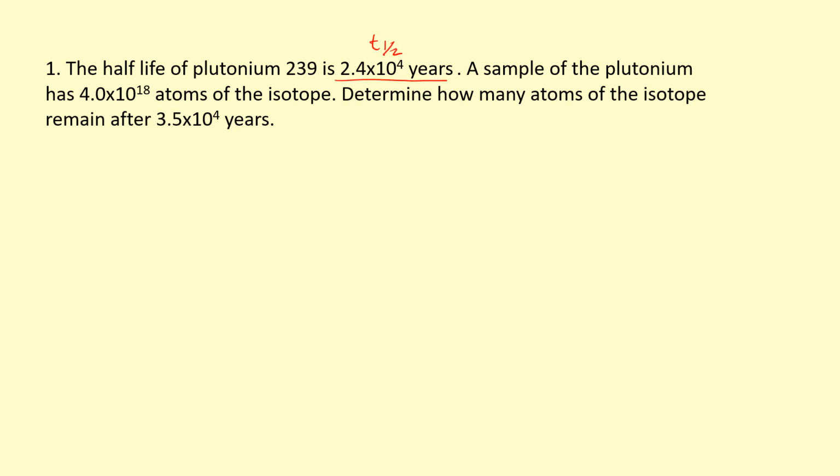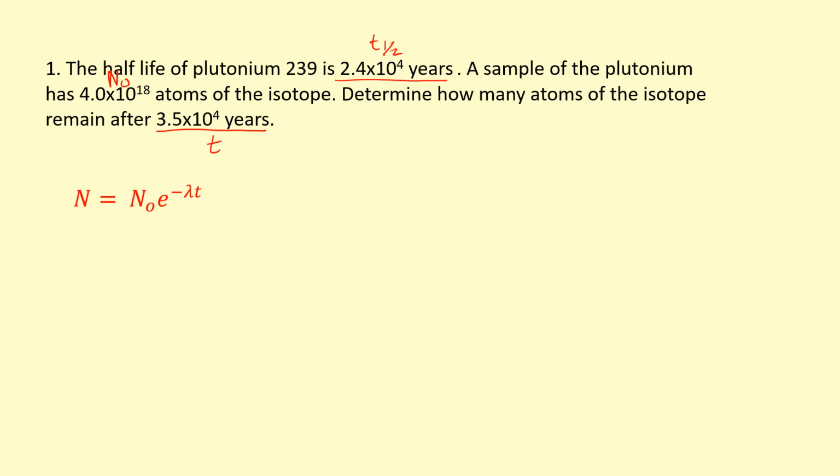A sample of plutonium has 4.0 times 10 to the 18 atoms of the isotope. Determine how many atoms of the isotope remain after 3.5 times 10 to the 4 years. So that's another point in time there. Here's our initial number of isotopes. I'm going to find N, the number of isotopes after that time.